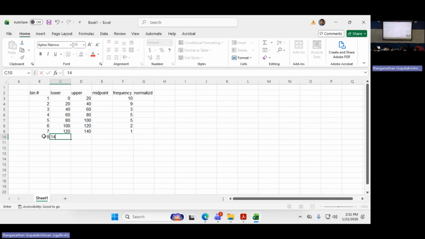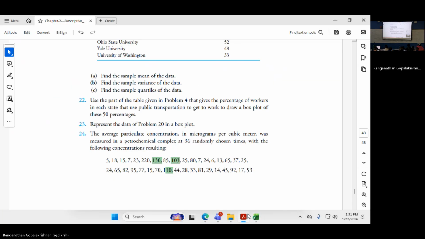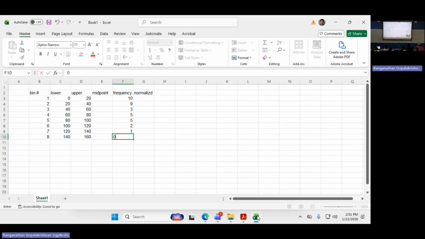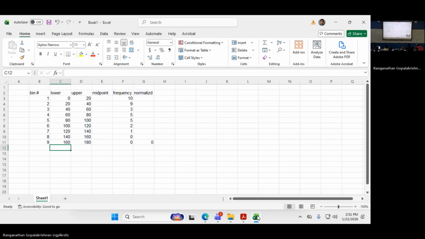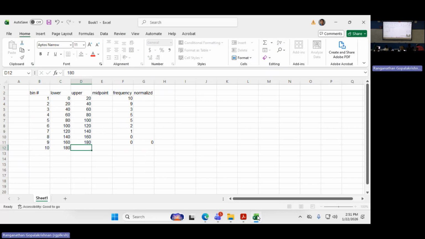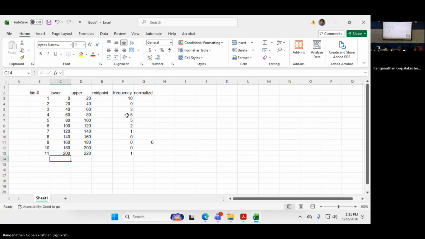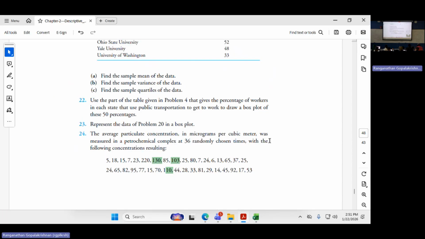Then 8, 140 to 160. Do you see any number between 140 to 160? No, right? So the next few bins are empty. 0. 9, 160 to 180, 0. 10, 180 to 200, that's also 0. And then 200 to 220, that's 1. 220 was the largest number I saw, right?